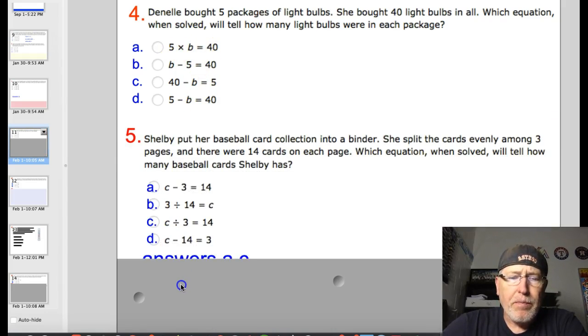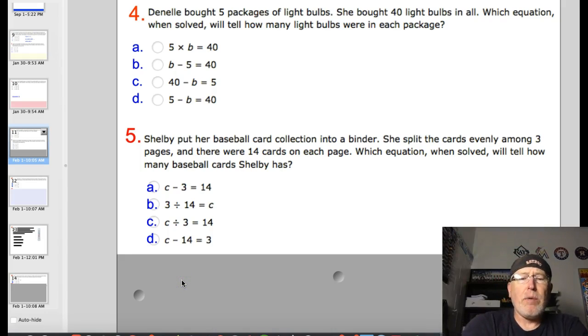Try this one. Shelby put her baseball card collection into a binder. She split the cards evenly among 3 pages. There are 14 cards on each page. Which equation, when solved, will tell how many baseball cards Shelby has?